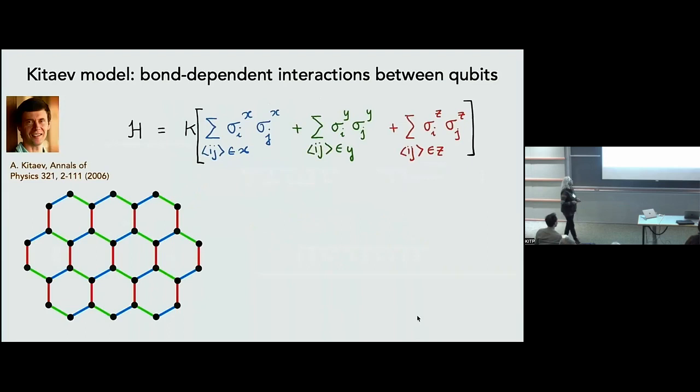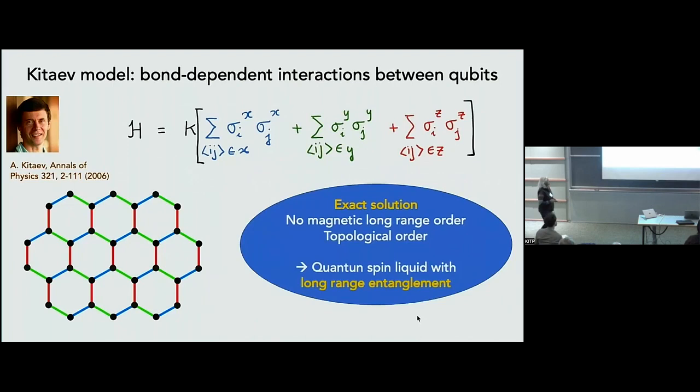But I want to go along the route of the interaction-driven frustration, largely because the Kitaev model is exactly solvable, and we have a very good anchor point. So Kitaev looked at this model where you have a honeycomb lattice, you have qubits on each of these vertices of the honeycomb lattice, and on each bond you have a different component of the Pauli matrix interacting. So on the blue bonds it is sigma x, green it's the y component, and red has the z component. Okay, and what he was able to show is that in this model there is no long range magnetic order. In fact, it has topological order and long range entanglement.